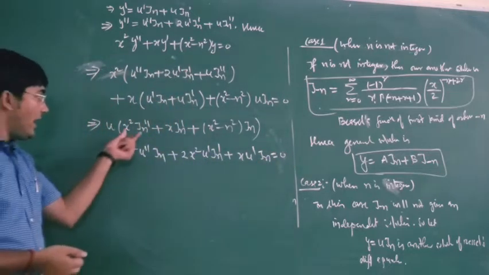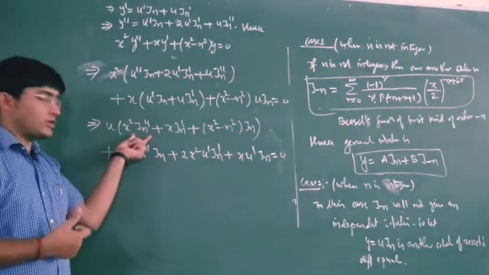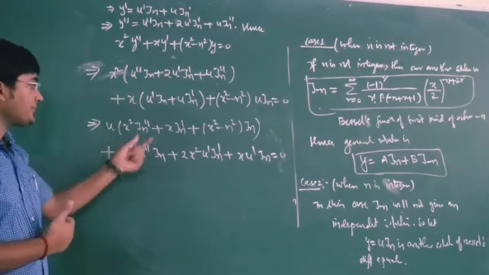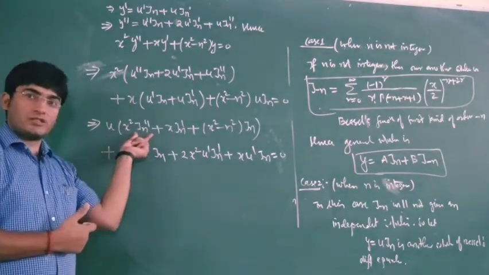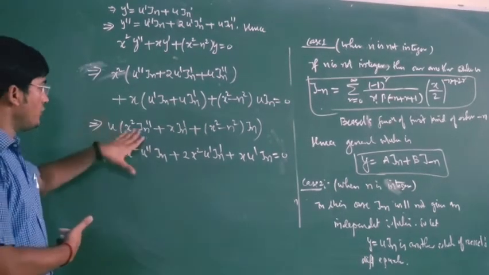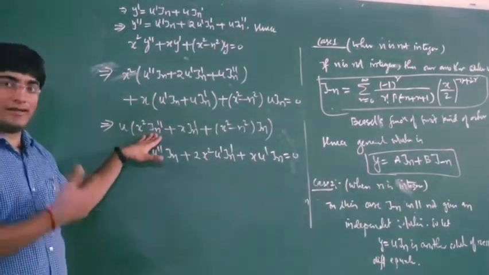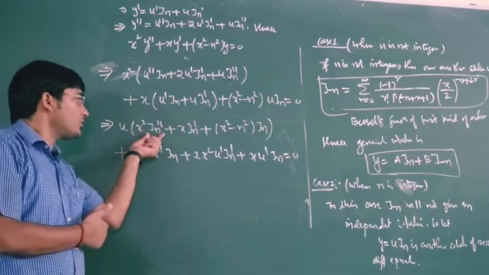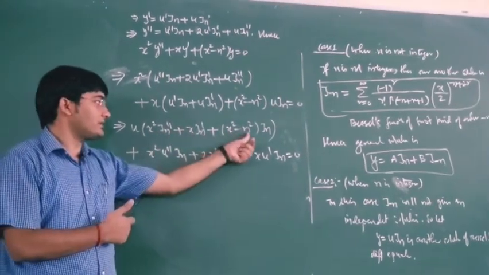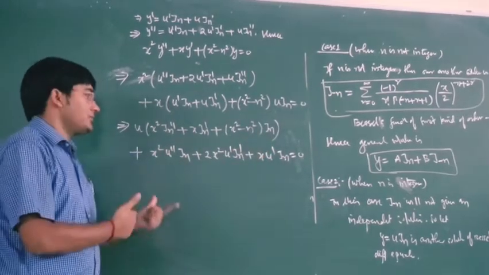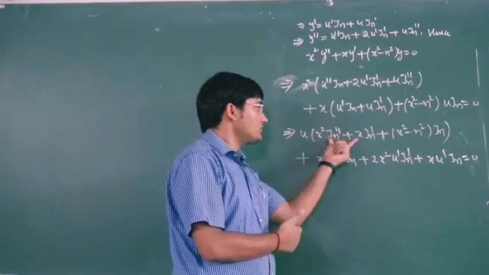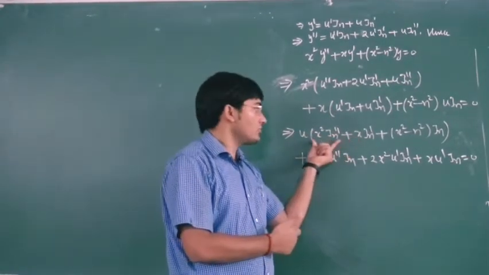Now as Jn is the Bessel function, and the Bessel function is the solution of the Bessel differential equation, that means this Bessel function will satisfy the Bessel differential equation. So if you replace your y by Jn in the Bessel differential equation, then this will be x square Jn double dash plus x Jn dash plus (x square minus n square) Jn. As the Bessel function is the solution of the Bessel differential equation, this expression will be 0.